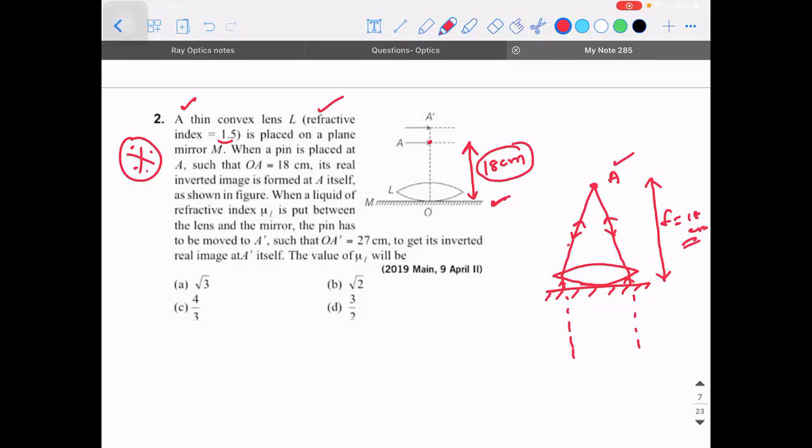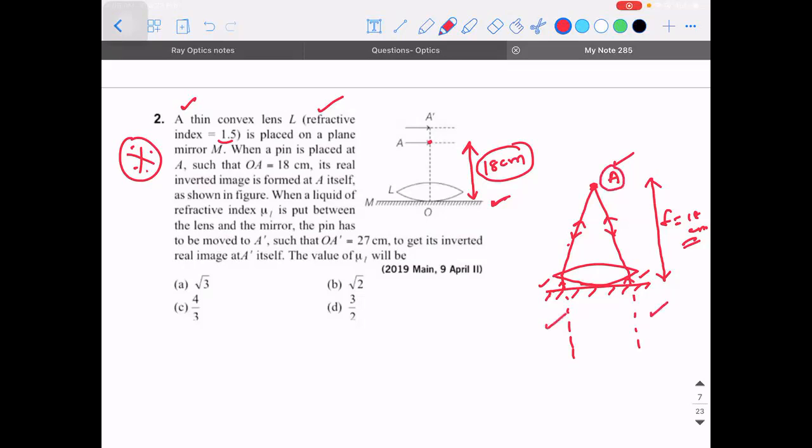Had there only been a plane mirror, yes, the image would have coincided with A itself. But since the lens is there, for the combination to produce the image at the same point where the object is placed, what is the necessary condition that needs to be satisfied? The rays coming from A should get refracted from the lens before hitting the mirror in such a way that the refracted rays are perpendicular to the mirror, so that they are able to retrace their path and meet at point A.